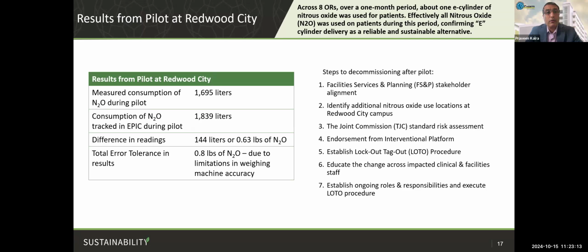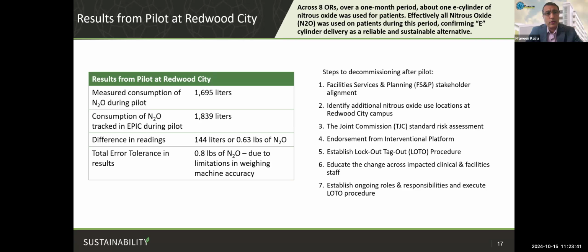So the only way to deliver nitrous oxide is through portable E-cylinders, which are available at the back of each machine. We started weighing these cylinders on a weekly basis because we know how much nitrous is going to be coming out of these cylinders. If we can weigh these cylinders, we can calculate the volume of how much nitrous exited these cylinders. We provided no restrictions at all on any of our healthcare providers of how much nitrous they want to use. They can use as much as they want.